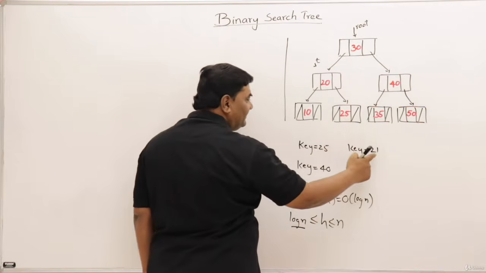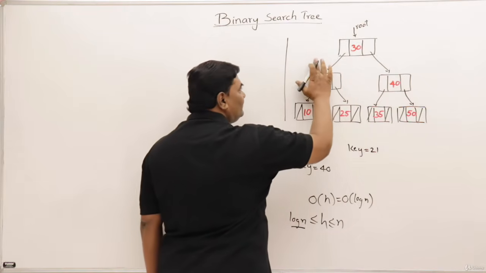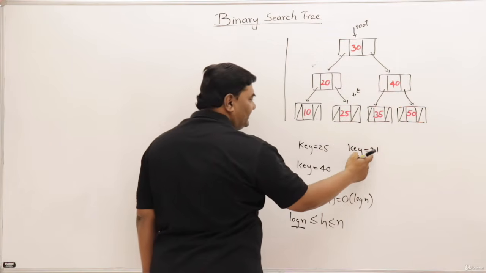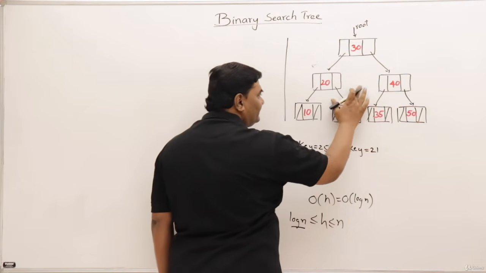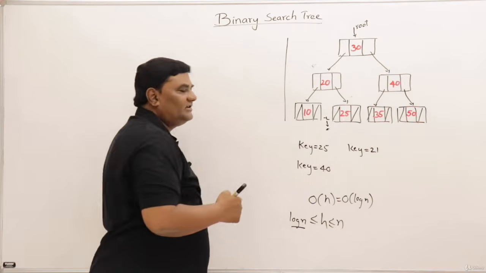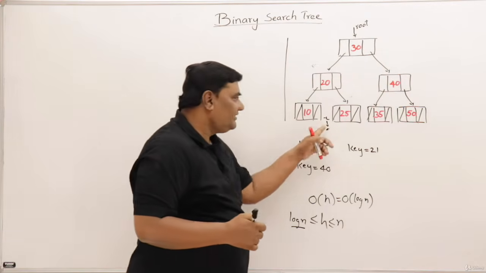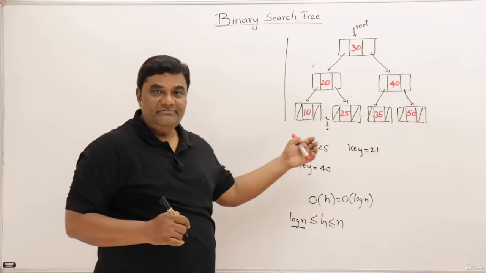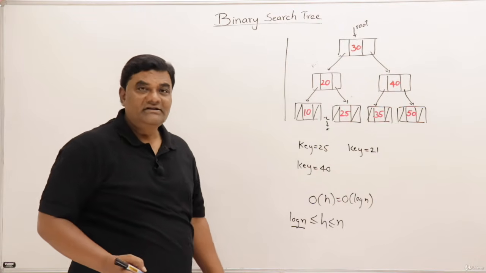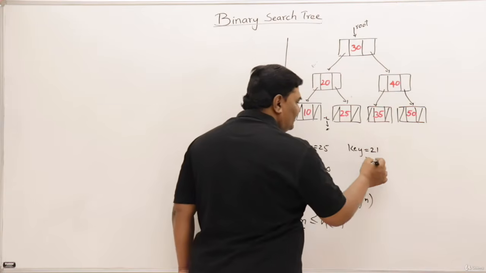Compare data with the key. Key is greater than this data. So move to the right side. Compare key with the data. Key is smaller than this one. So move to the left side. t became null. On the left side of 25 it was null. So t became null, so we have reached the end of the binary search tree. So it means the element is not found.